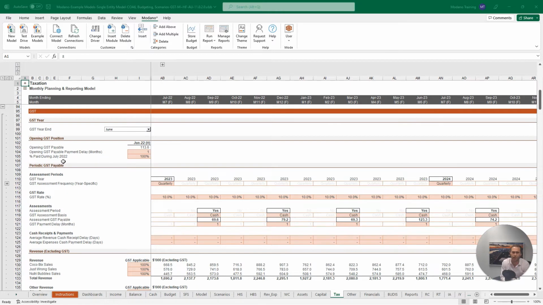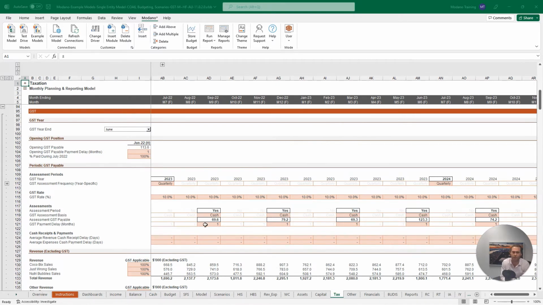The periodic GST payable assumptions are then used to calculate the forecast GST payable and paid by the business. In this example, quarterly GST assessments, a 10% GST rate, and a cash assessment basis have been assumed, with GST payments being made in the month after the end of each GST assessment quarter.